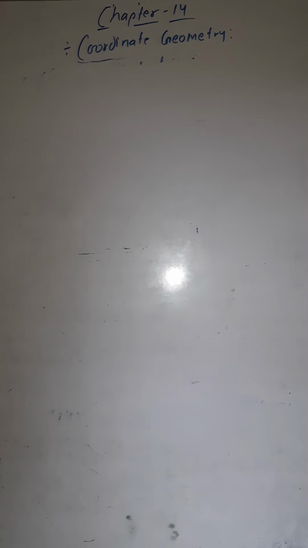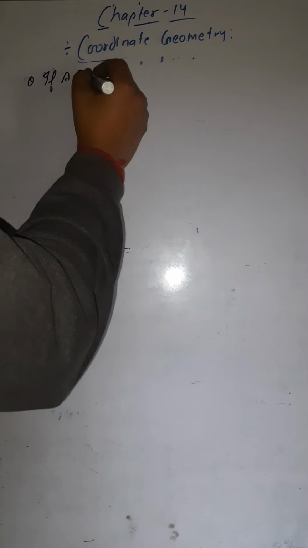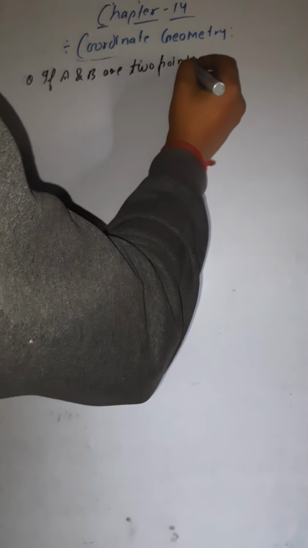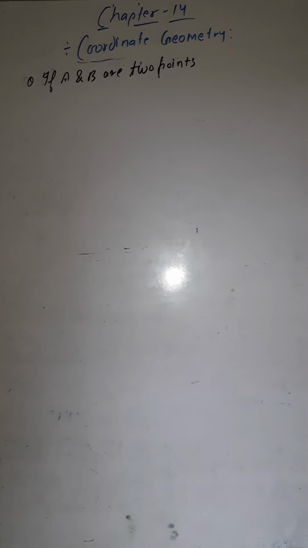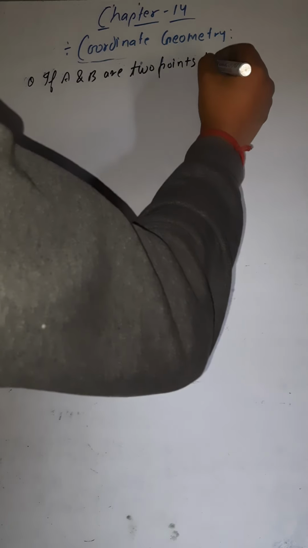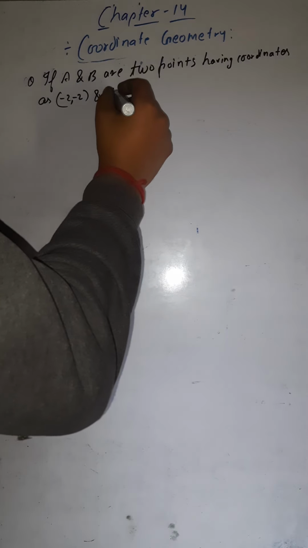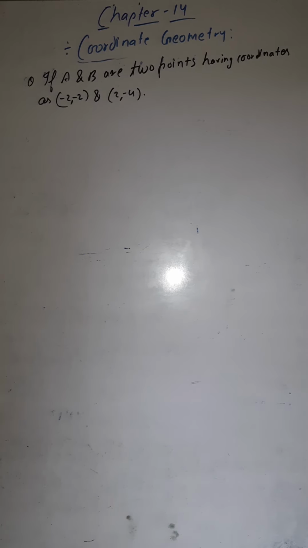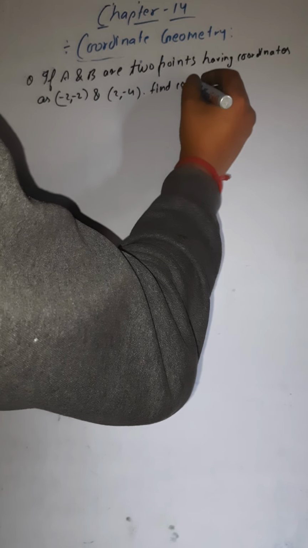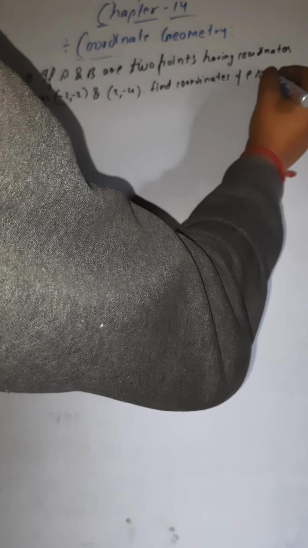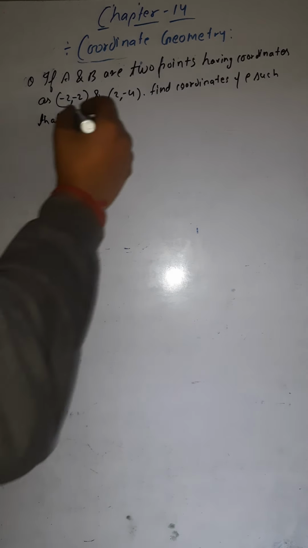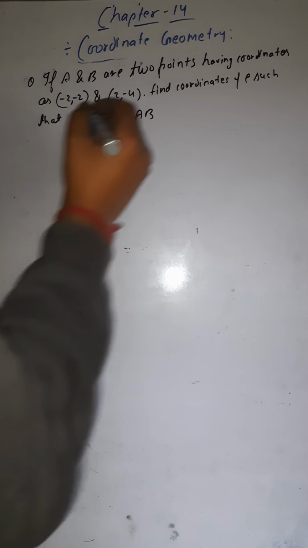Write down the question. If A and B are 2 points having coordinates as minus 2 comma 2, minus 2 comma minus 2, sorry, and 2 comma minus 4 respectively, find coordinates of P such that AP is 3 by 7 of AB.